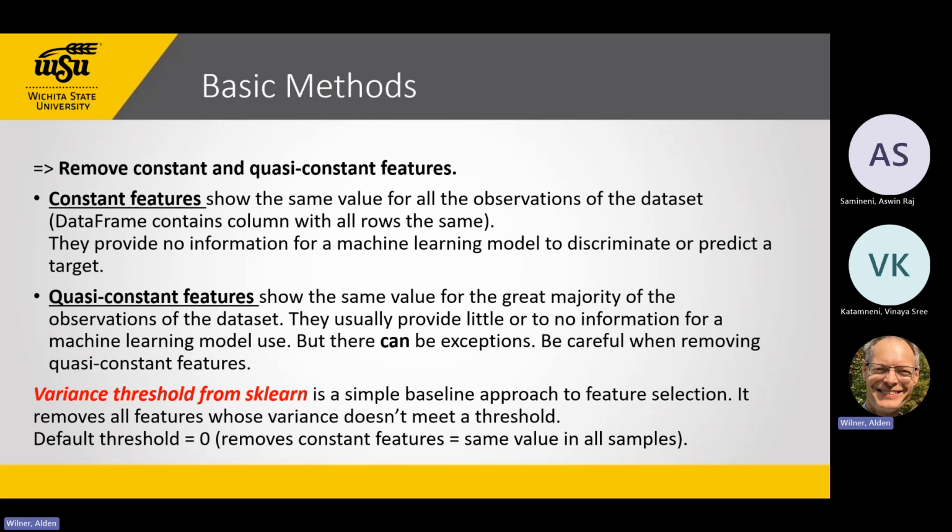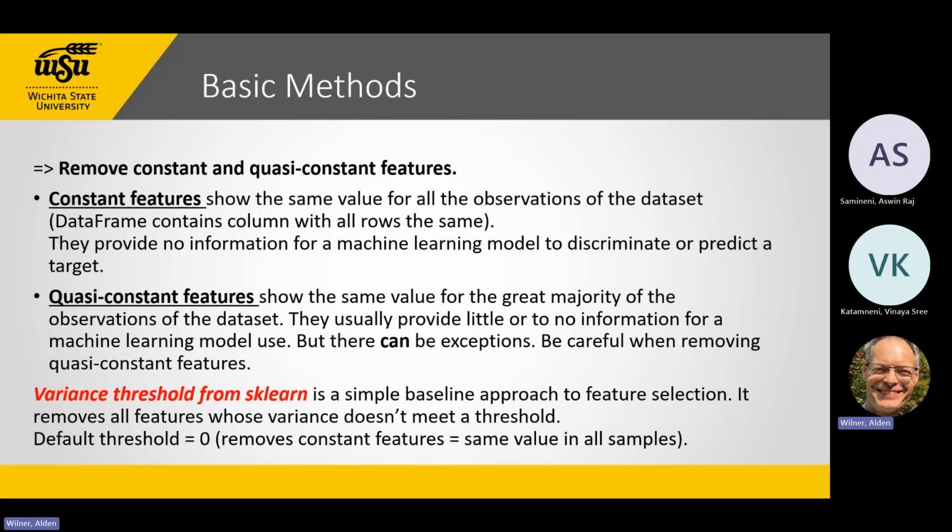It's just remove constant and quasi-constant features. So if you're trying to do some predictions based on the weather, Kansas is all over the place. But if you try to do predictions based on the weather in, I don't know, Panama City or something like that, the weather is the same all the time. It's useless, right?